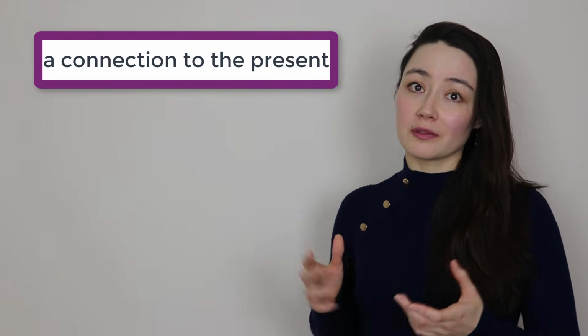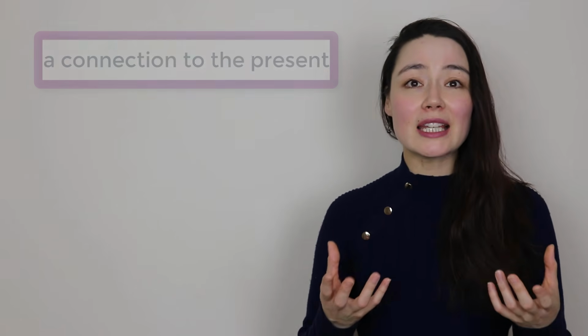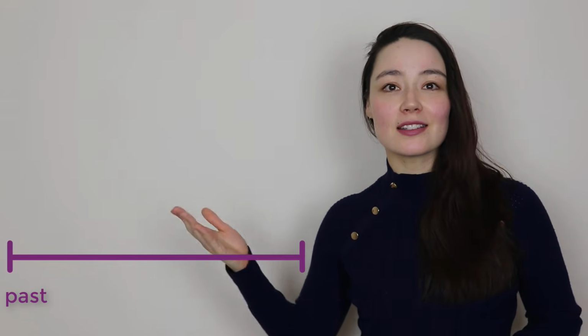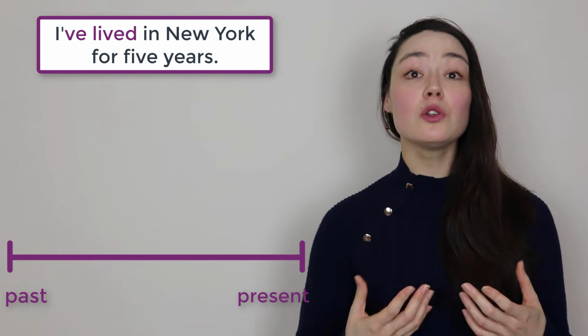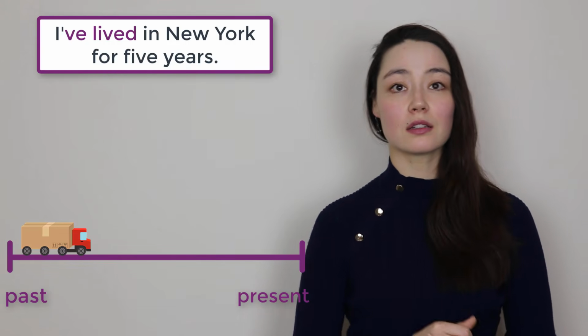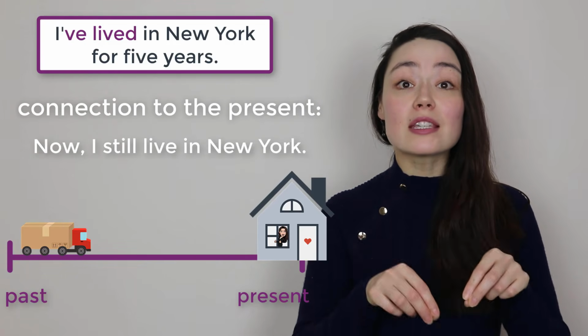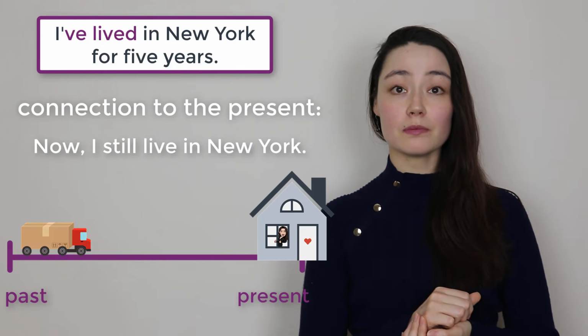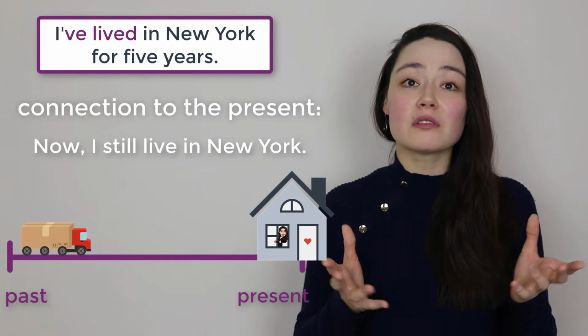Let's keep going. A connection to the present. This is really important with the present perfect. Let's do a few examples together. We have the past and the present. I've lived in New York for 5 years. I moved to New York in the past. What's the connection to the present? Now I still live in New York. Will I continue to live in New York? That's not important. That information doesn't matter.